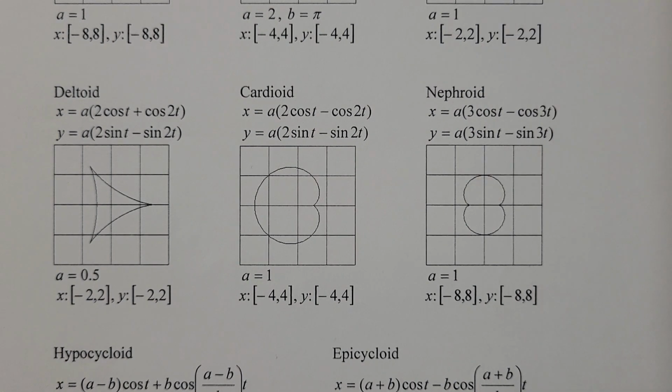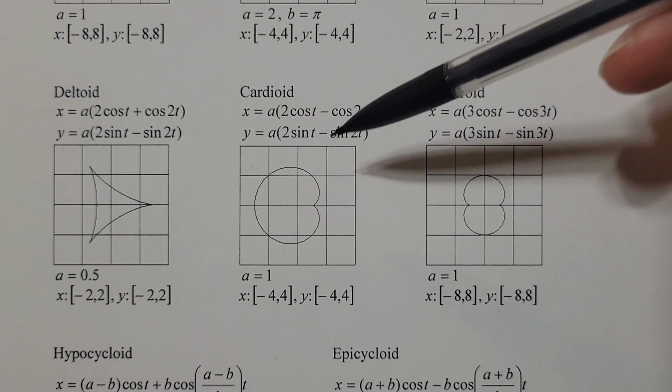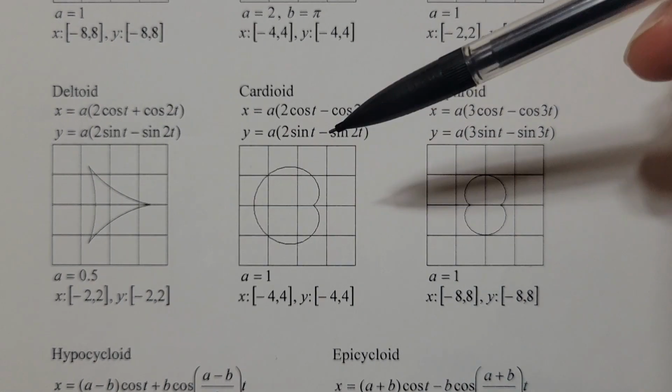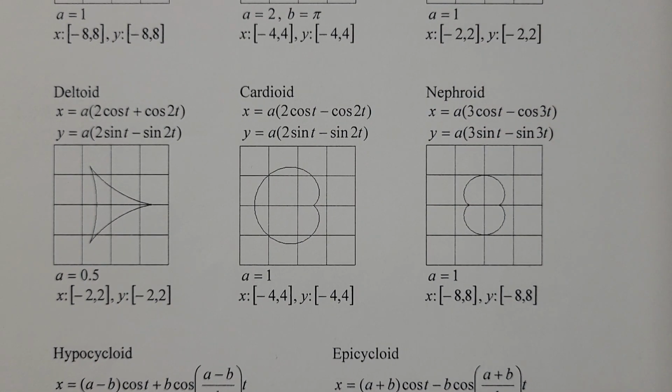Okay, some of these curves are very common that you'll be able to see the polar equations for them. Okay, and I'll talk about that once we get there. But here's the parametric equations for a cardioid, and it'd be a different equation if you had a polar equation.